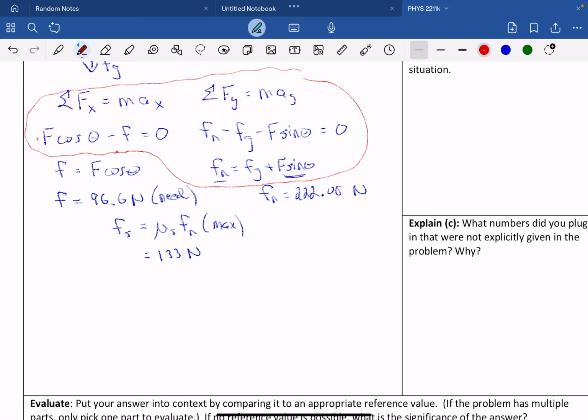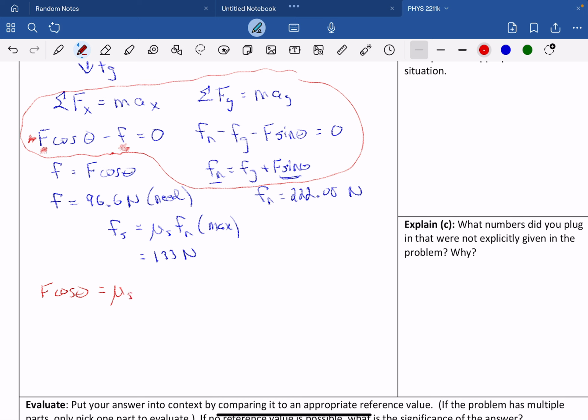I'm going to start here, and this tells me that F cosine theta should equal the friction force, should equal the maximum possible friction force, okay? Because if I want to find the biggest possible force here, I need the biggest possible friction. So that means that F cosine theta should equal mu sub s times the normal force. And we know that the normal force is equal to the force of gravity plus F sine theta.